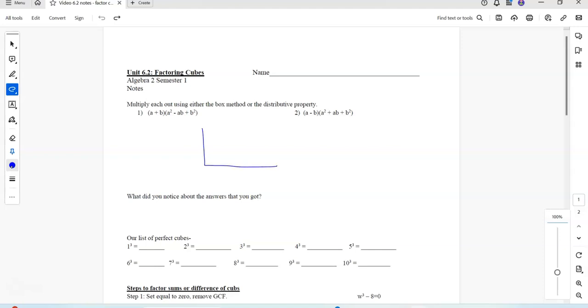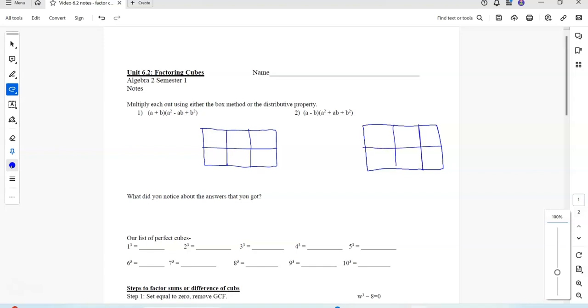Okay, so I'm going to set up my box so that I can do this, and it's a 2 by 3. So I'm going to set this up for both of these just to go ahead and get them out of the way. Now I'm going to label my dimensions. So I have a plus b, and then I have a squared minus ab plus b squared.